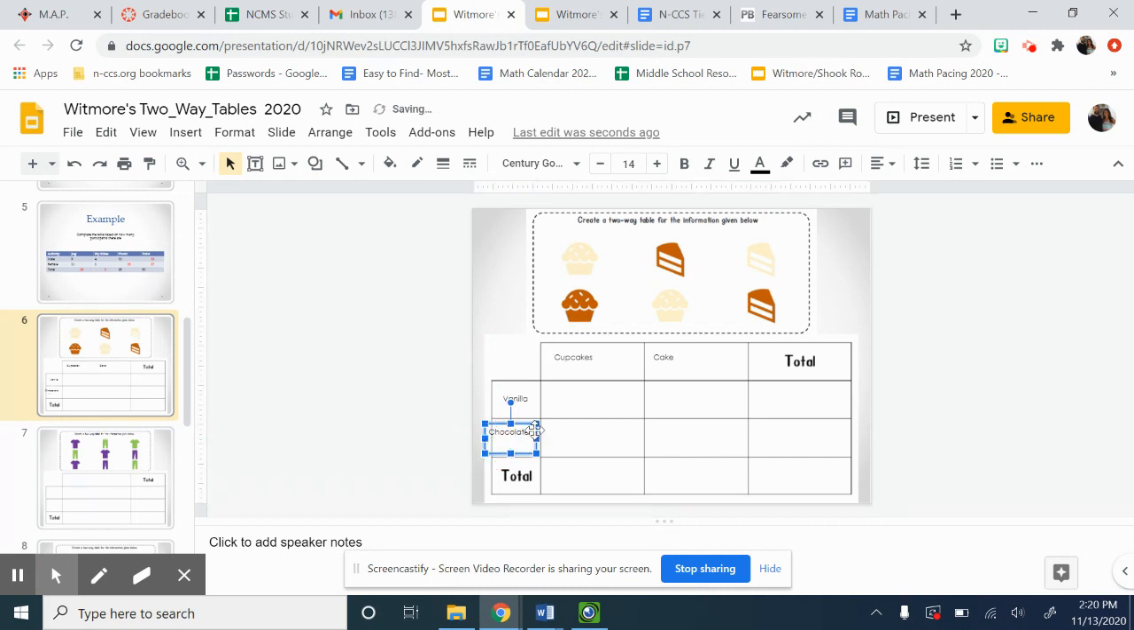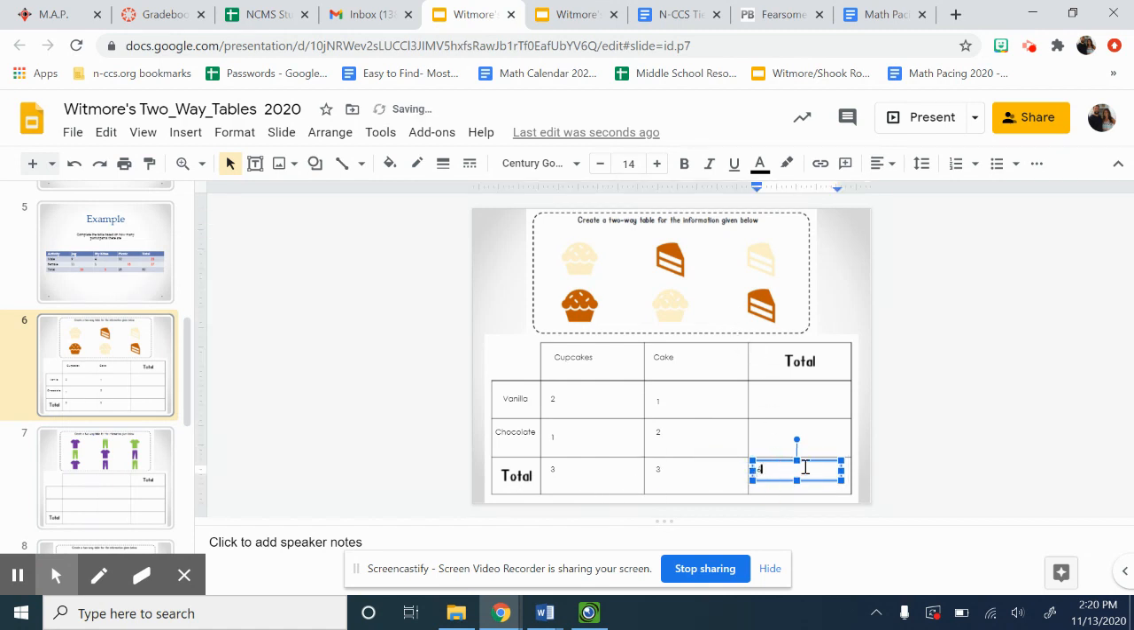So from there, am I able to go in and fill out what I know? Absolutely. How many cupcakes are vanilla? 1, 2. How many cupcakes are chocolate? Just 1. So how many cupcakes do I have total? 1, 2, 3. Now on my cake, how many pieces of cake are vanilla? Just the 1. How many pieces of cake are chocolate? Just 2. And I have 3 pieces of cake.